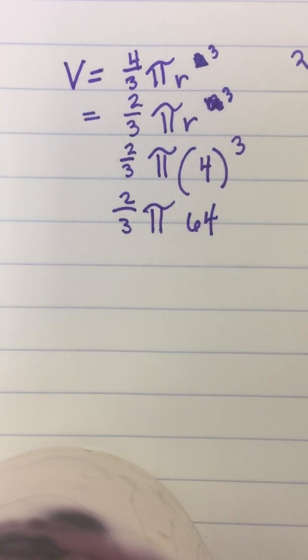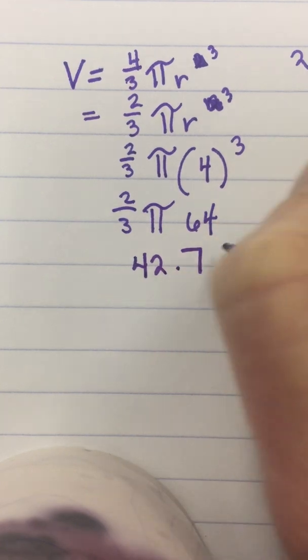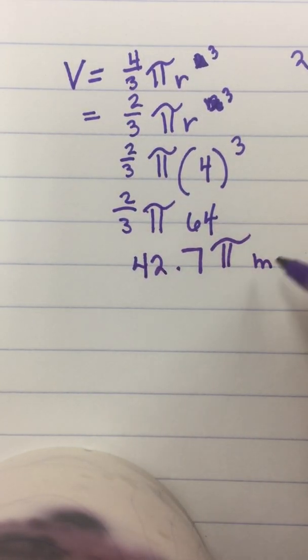I'm simply going to say 64 times 2 divided by 3 equals 42.66, and I'm looking to see, or 42.7 is what I used. So 42.7 pi. And the instructions told us to give the answer in terms of pi. So it's 42.7 pi meters. Remember, this is volume, so it must be cubed. All right, let's see. Let's do one more.